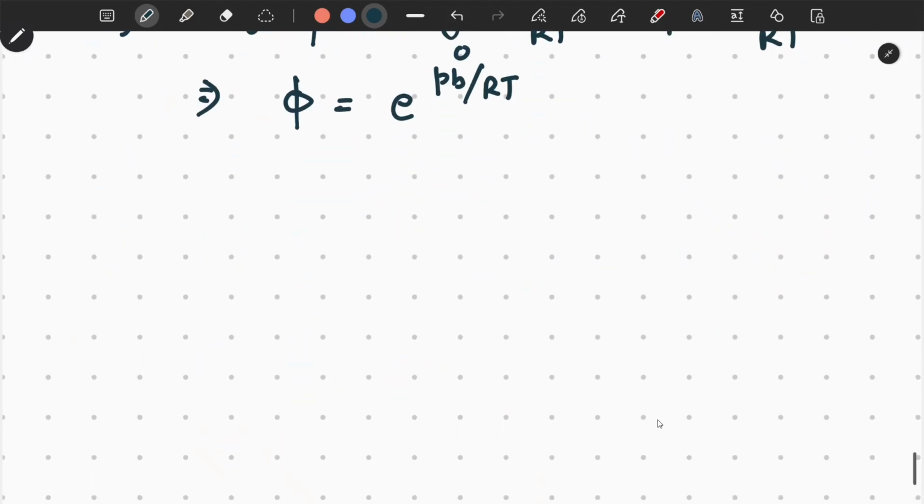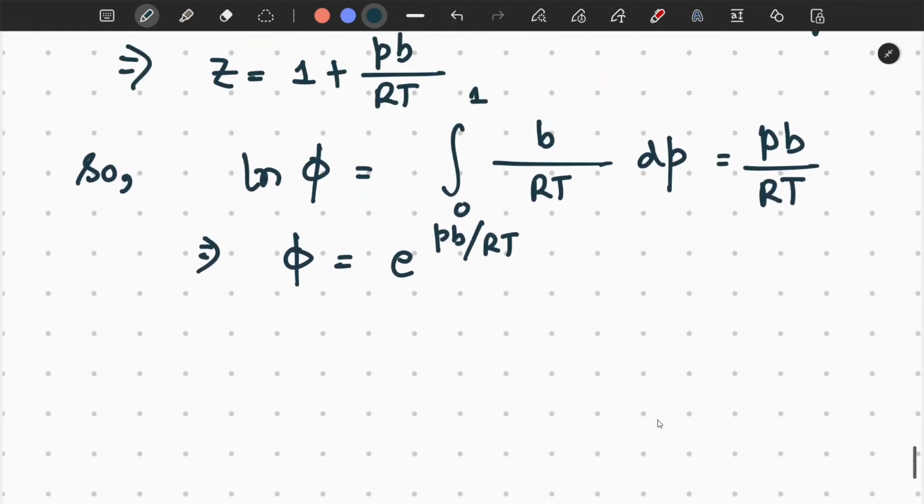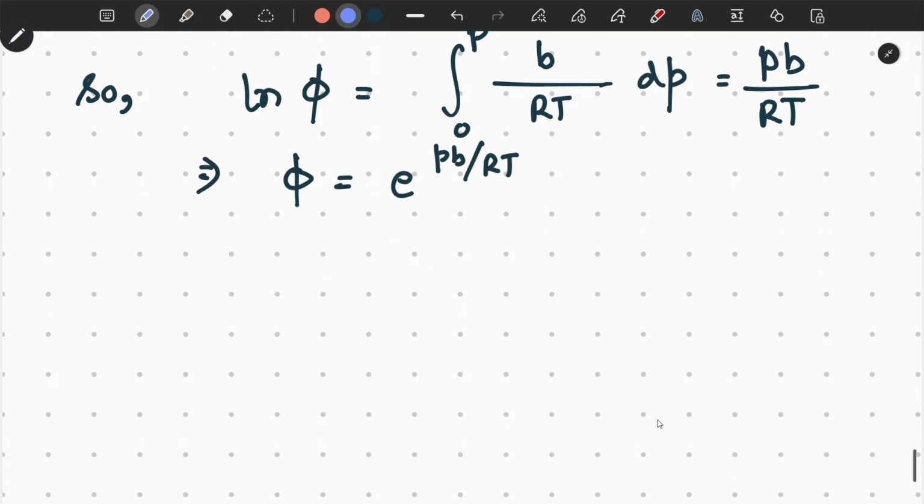Okay, so you see the volume part is 0 to 1... no, no, it's P. How 0 to 1? It is P. Okay. So you see here only the volume part is corrected. Yes. The pressure part is not. How can we do the pressure part?